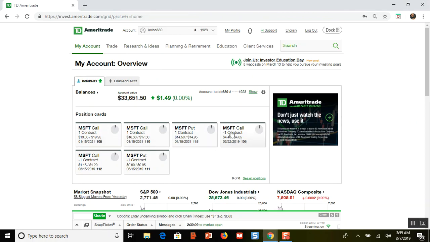Well, first of all, these contracts will go to zero, and this 108 call I sold to open, it expires March 22nd. Today's March 7th, so that's in about 2 weeks from now. And so I'll make all this money, and this 112 will expire worthless, and it'll go to zero. And then I'll just start selling more 112s. I'll start selling some more 108s, and I'll continue collecting premium.